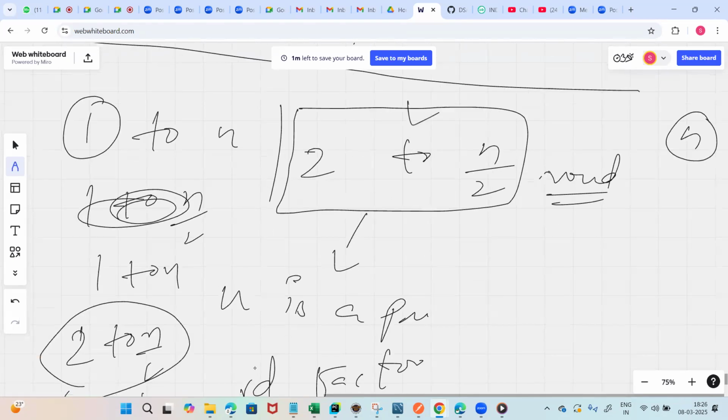Am I correct, Bindu? The first approach is we'll go from 1 to n. If the count of factors equals 2, it is a prime number. The second approach is we'll go from 2 to n by 2. If you find a factor, then break off the loop and you can directly tell it's not a prime number. Okay, clear?